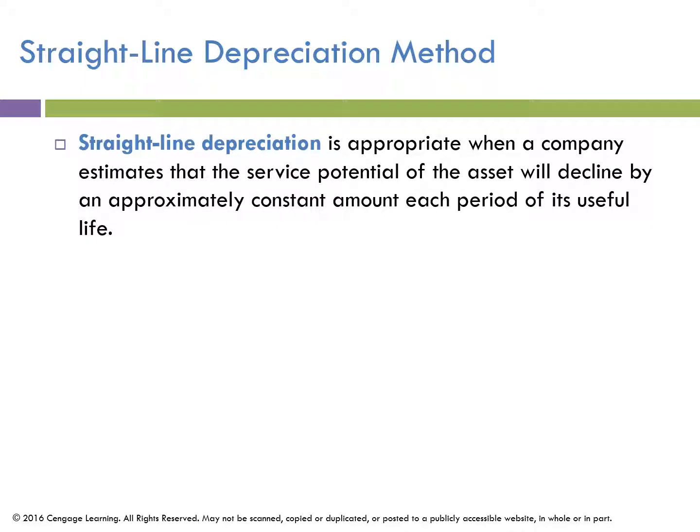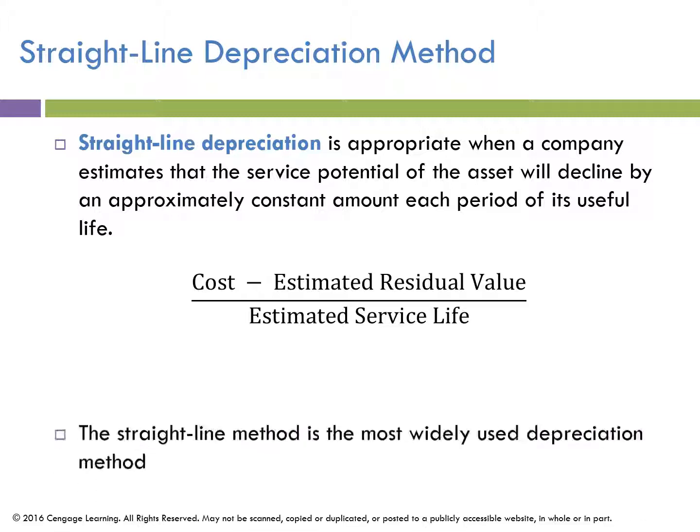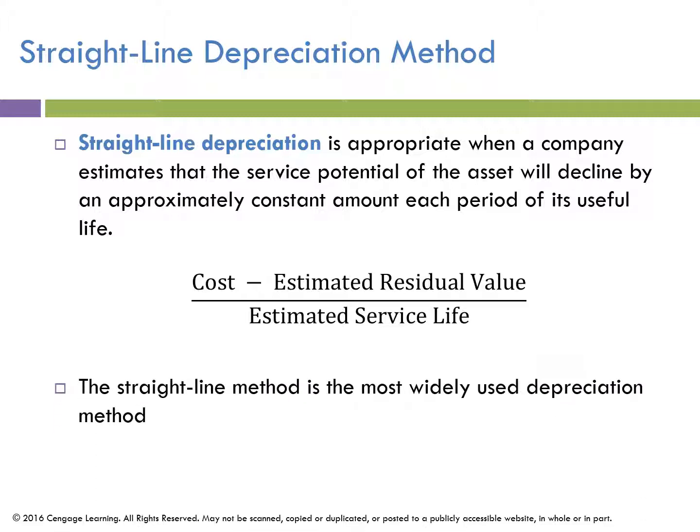So let's first take a look at straight line. Straight line is appropriate when a company estimates the service potential of the asset will decline by about the same amount. And really, in financial accounting, most companies use straight line to prepare financial statements. It's based on a formula. You've seen this before. It's the cost of the asset minus the estimated residual value over the service life, normally in terms of years. That will give you annual depreciation per year. It's the most widely used.